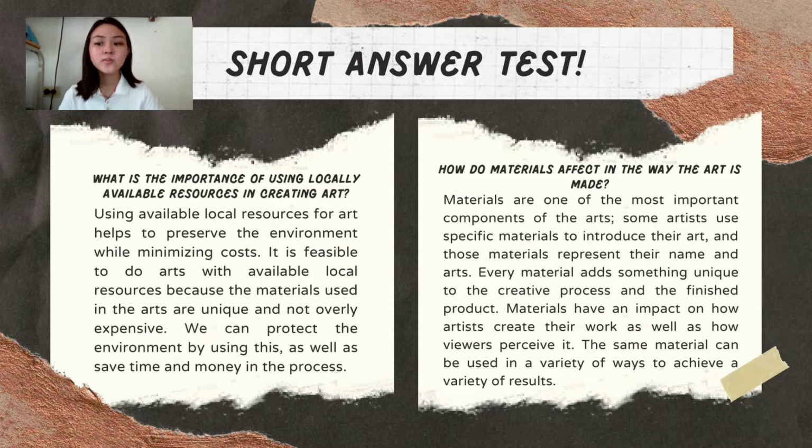Second, how do materials affect the way the art is made? The materials used in making an artwork affect its quality. They also add something special to the creative process and the finished product itself. In simple words, it is what makes the artwork unique.